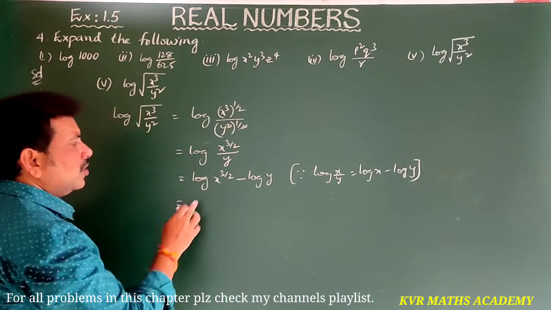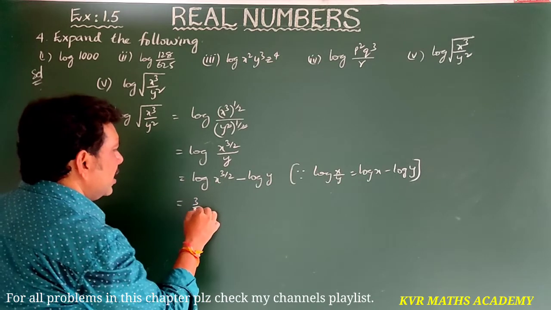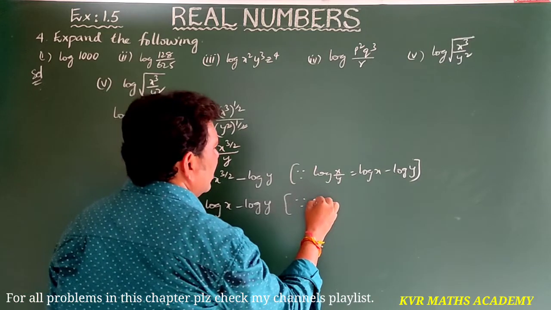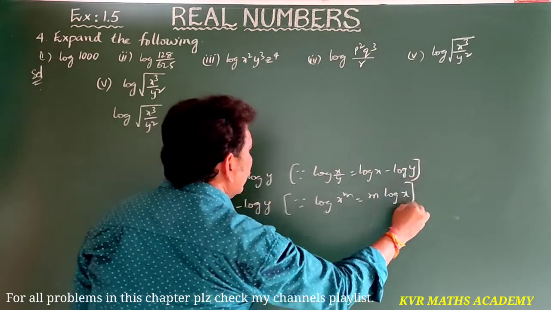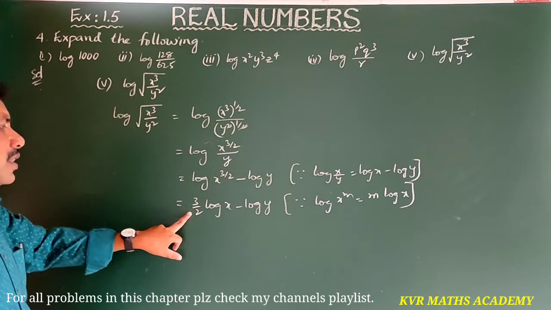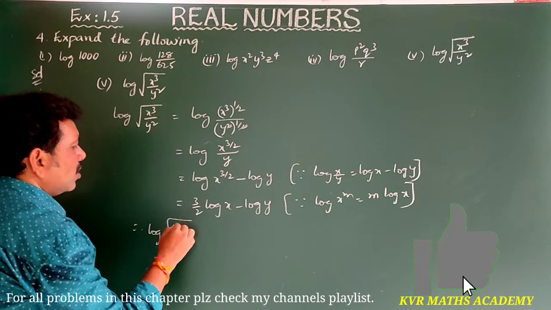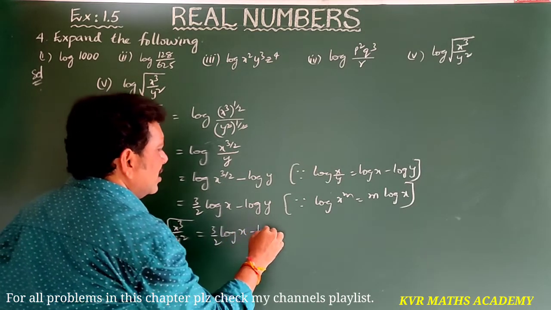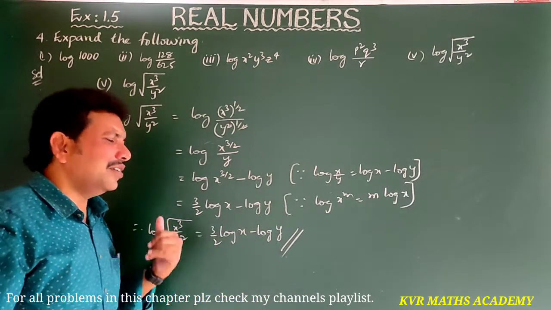Again this can be written using log x power m. So that is equal to 3 by 2 log x minus log y, since log x power m is equal to m log x. So the expanded form of log root of x cube by y square is equal to 3 by 2 log x minus log y. Have you understood clearly? Yes, note it down.